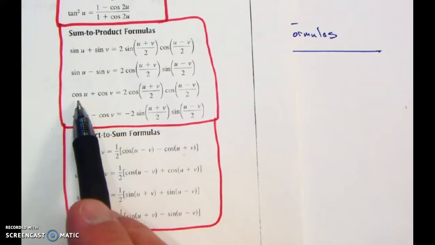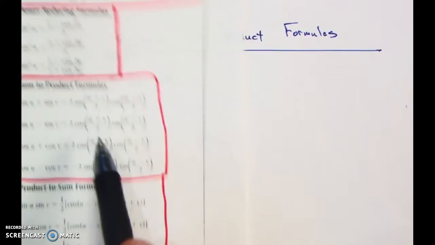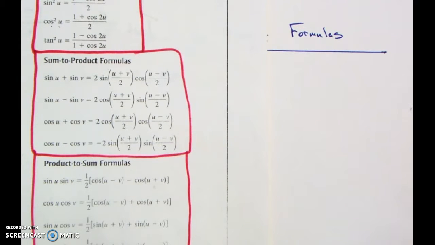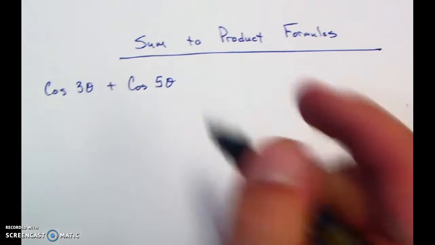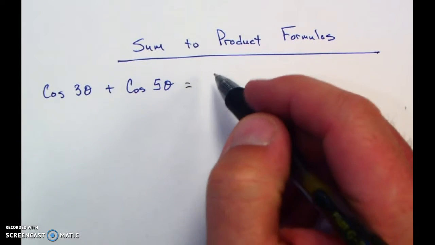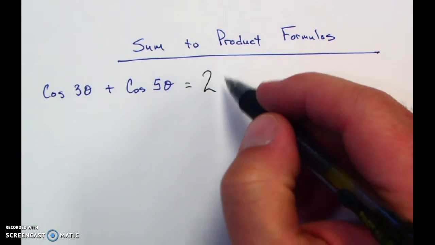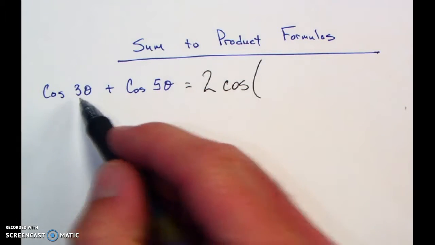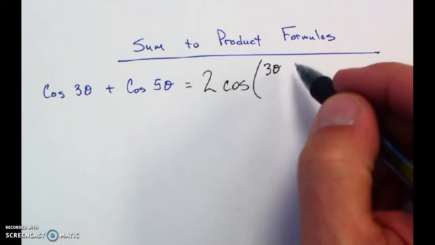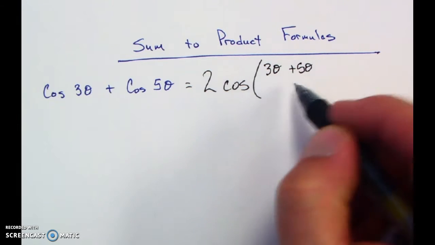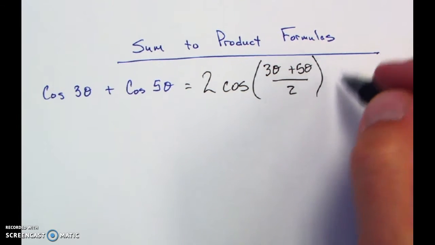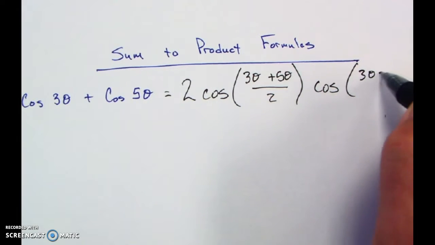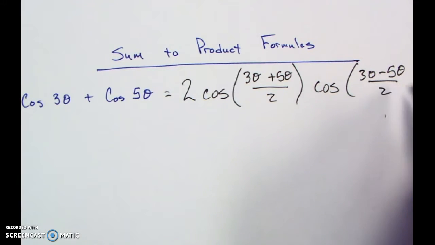So if I look here, sum to product formulas, we have cosine plus cosine. So here is what I'm going to use to rewrite this as a product. So in this case, we're going to have 2 times the cosine of, and now we're working with our two angles, so we have a 3 theta plus 5 theta divided by 2 times the cosine of 3 theta minus 5 theta divided by 2.